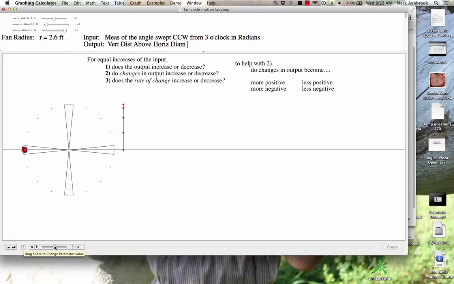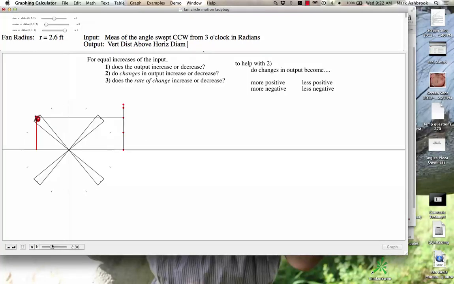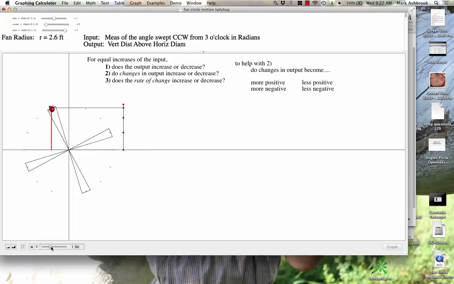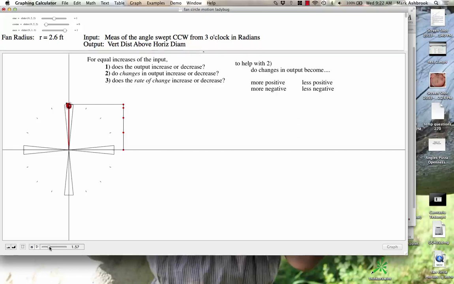First question we ask is, does this vertical distance, this output, increase or decrease? Decrease. The vertical distance is at its maximum at the top. When it goes through the second quadrant, that vertical distance goes back down to 0. So from maximum down to 0. So the vertical distance itself decreases. So we can track the changes with this same bar over here.